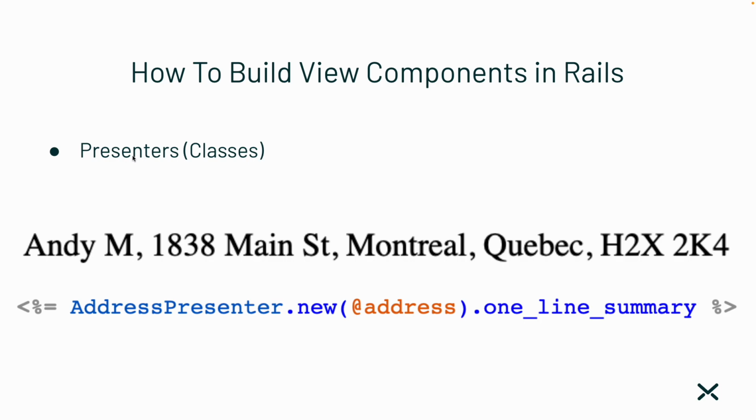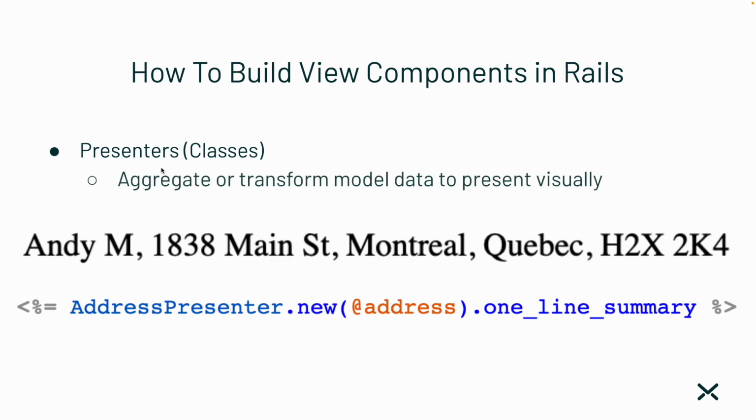So you can create a presenter. A presenter will aggregate or transform model data to present visually. If I have an address that I want to present in a single line, you don't want to add that logic to the address class because it's presentation logic. It's not business model logic. It will cloud the code of the address class, which should be more focused on the business. So what you could do is create an address presenter and have a one-line summary method on it, and that will summarize the address.